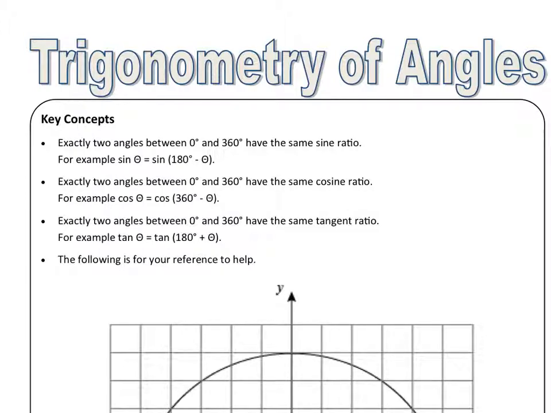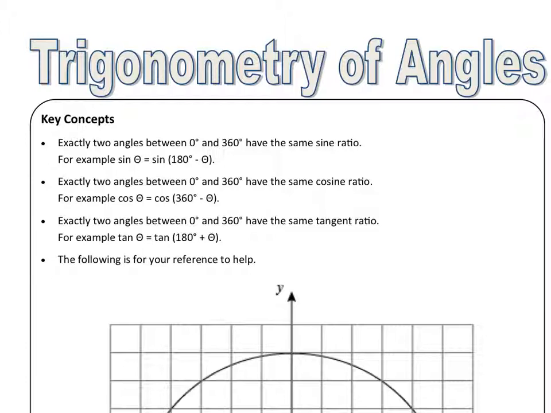The first two lessons focused more on the ratios and figuring out what those ratios are, especially with the special angles. Lesson two talked about ratios of any angle. But now we're going to talk about finding angles. If we know what the ratio is, how do we find the angles and how do we know which angle we actually have?